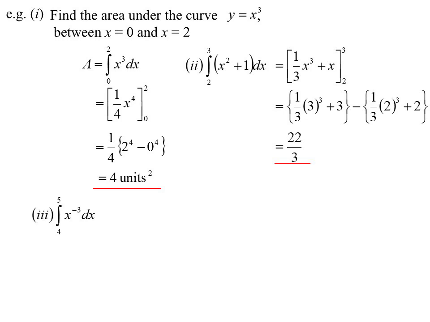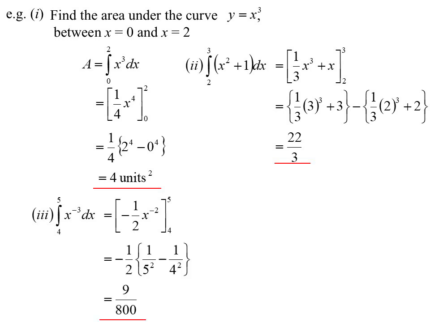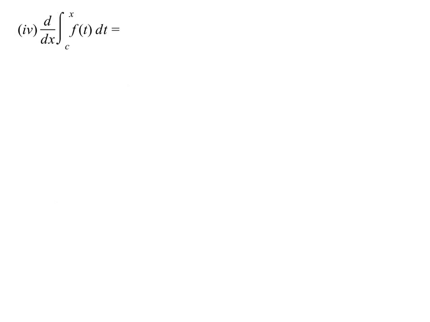Okay, let's do this one. X to the power of minus 3. This is the one where we have to be careful because negative numbers, oh hang on, I'm adding to the negative. So add 1 to the power is actually negative 2 over that power of negative 2. Substitute in. You'll notice I took it out of index form because I knew I was dealing with fractions, so I find that easier to substitute into. 9 over 800.